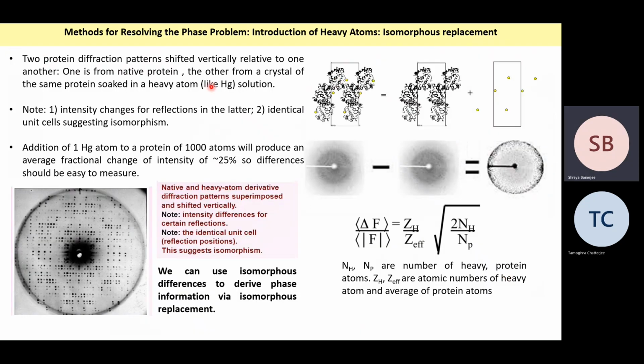These two protein diffraction patterns are shifted vertically relative to one another. Here you can see some lighter spots which are of the protein, and some darker spots which are vertically shifted, which are from the co-crystallized protein and heavy atom. There are a few things to note. One is that the intensity is changing when it is a protein with a heavy atom. And secondly, the overall shape is the same, which suggests that the heavy atom has taken part in an isomorphic replacement. So the structure of the unit cell of the crystal is not changing.